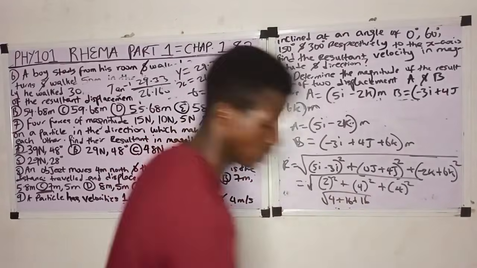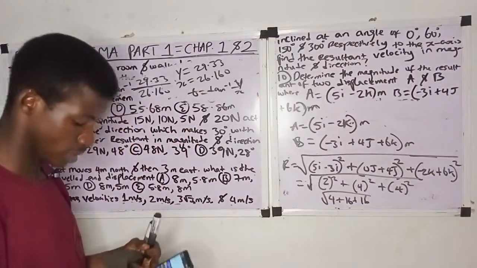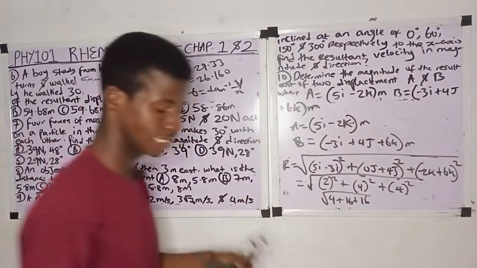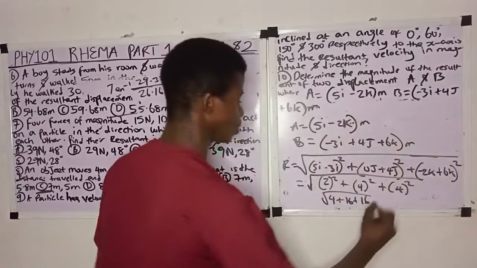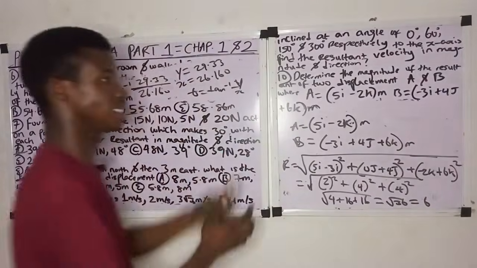So let's add all of them. 4 plus 16 plus 16, we get 36. So it's equal to root 36. Now remember, root 36 is 6. So our answer is 6.